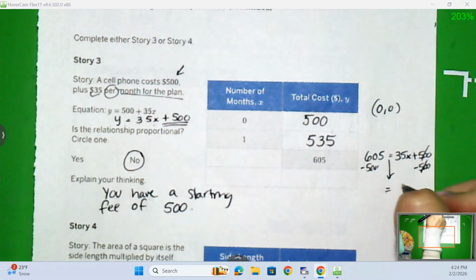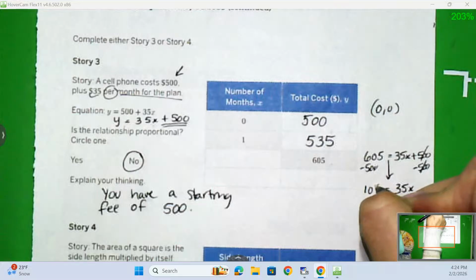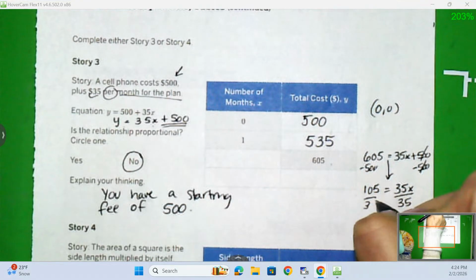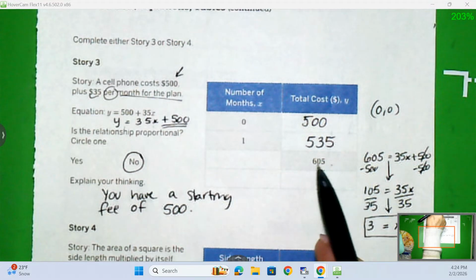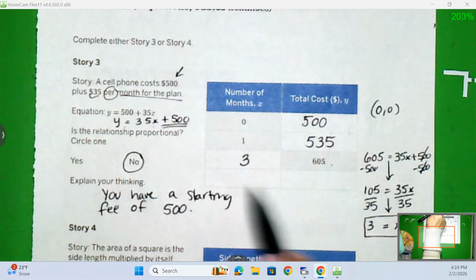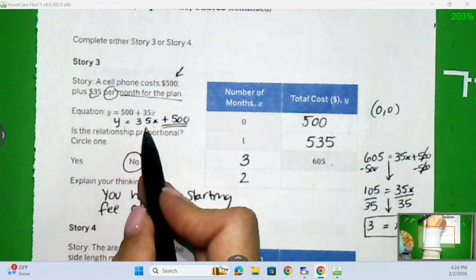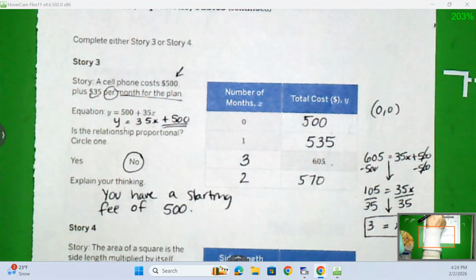Okay, our 0 pairs cross out. We have 35x is equal to, that works out to be 105. And then divide both sides by the 35, and x equals 3. So when the y is 605 in this formula, our x is 3. And then we're told to pick any number we want to fill in here. I would just pick a 2, just because 2 times 35 is 70, plus 500 is 570. But you could do different numbers there.